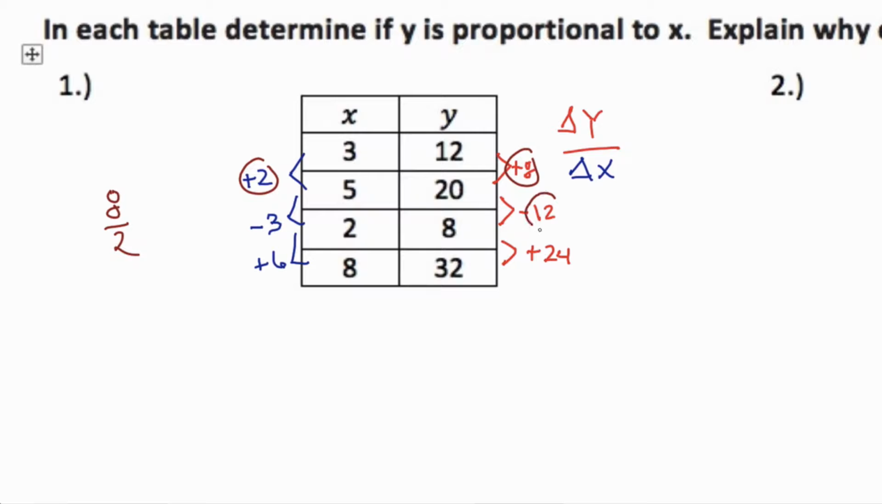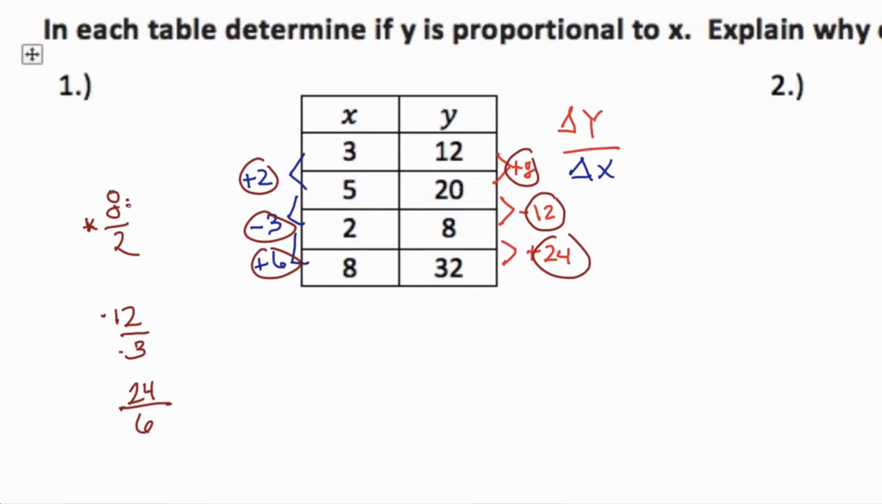The next one, the change in y is 12, and the change in x is 3. That would be a change of 12 over 3. Now those are both negative, but it won't matter. It's 12 and 3. And the last one is 24 and 6. And you might say, great, I told you these are all different.